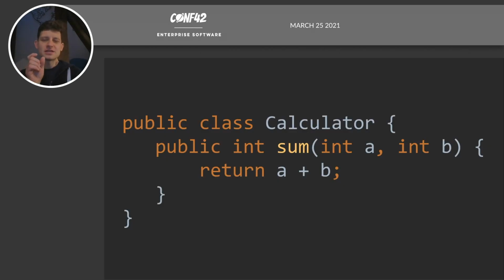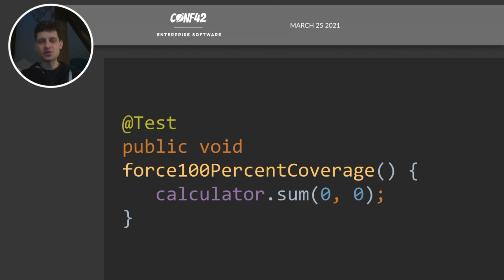If you think about it, this return statement here would be perfectly covered by a test without any assertion. Just imagine the following test: we have a test like this, and we have 100% coverage, but we haven't tested anything.